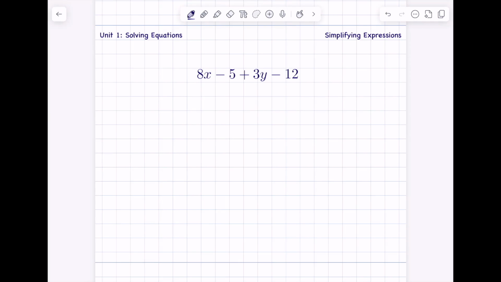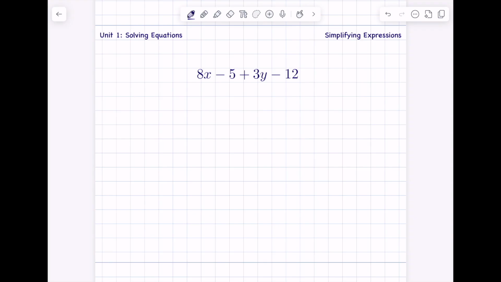Welcome everyone to the first lesson for Unit 1, which is solving equations. And we're going to be talking about simplifying expressions. And this is really just an introduction with some vocab and some things you need to know about expressions. So let's get to it.